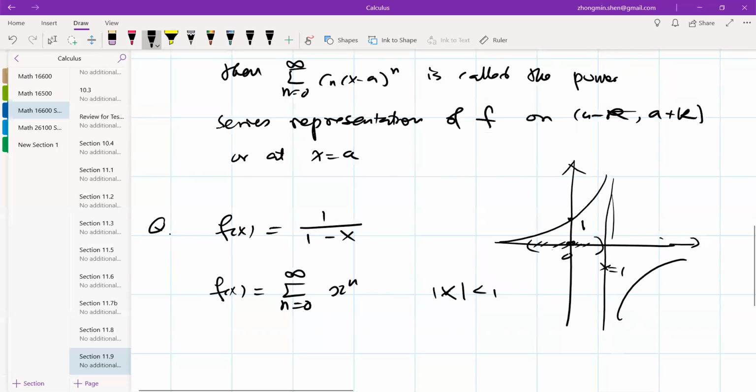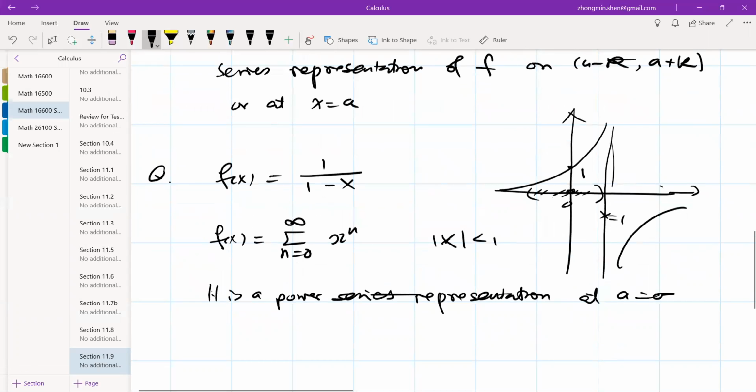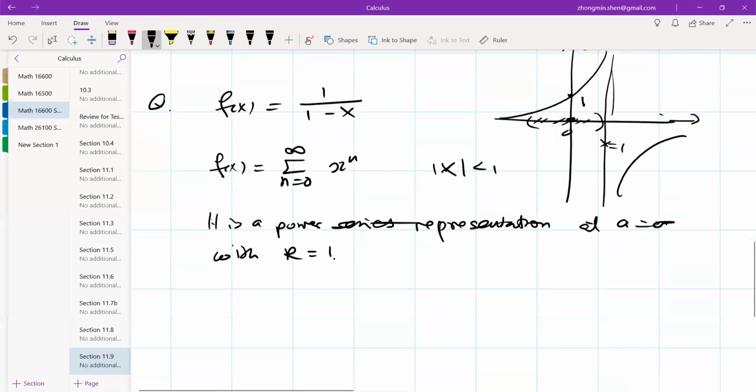What can you say? Can I find the power series representation for the function, at least around that point? I can do that. It is a power series representation at a equals 0, around the origin, with the radius of convergence R equals 1. I should say that more precisely here.